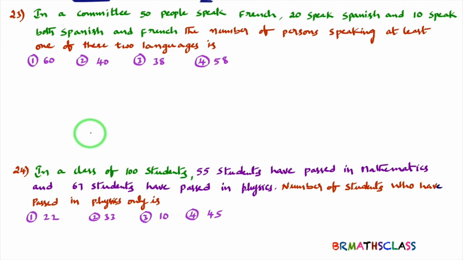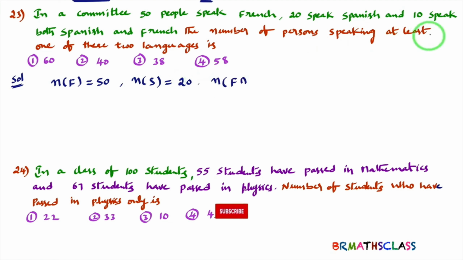Now see question number 23. Once again I am repeating, spend some time to understand the question properly. Once you understand the question, the rest of the part is very easy. You see here, in a committee, 50 people speak French. So I directly write, N of F is 50. And 20 speak Spanish. The number of people who speak Spanish, N of S, is 20. This information is also given. They speak both Spanish and French, so N of F intersection S is 10.